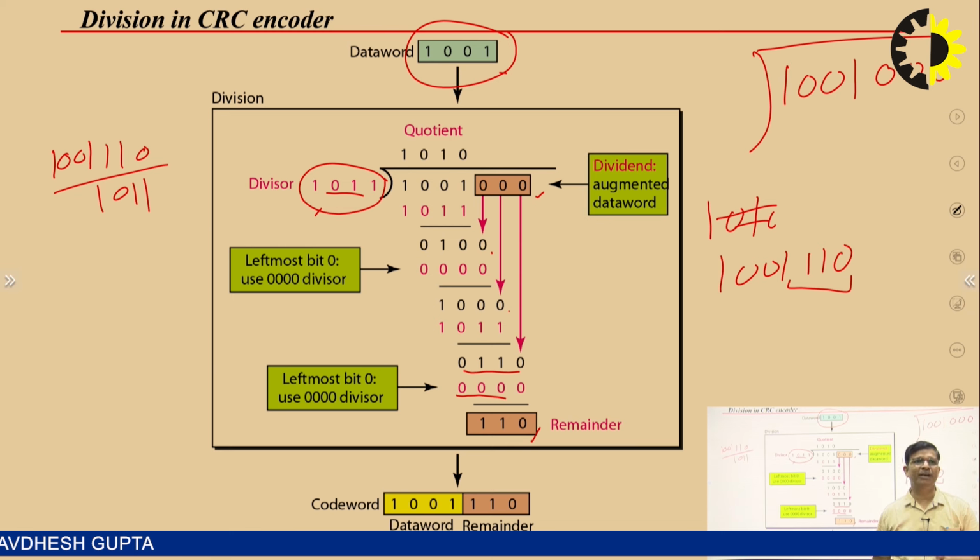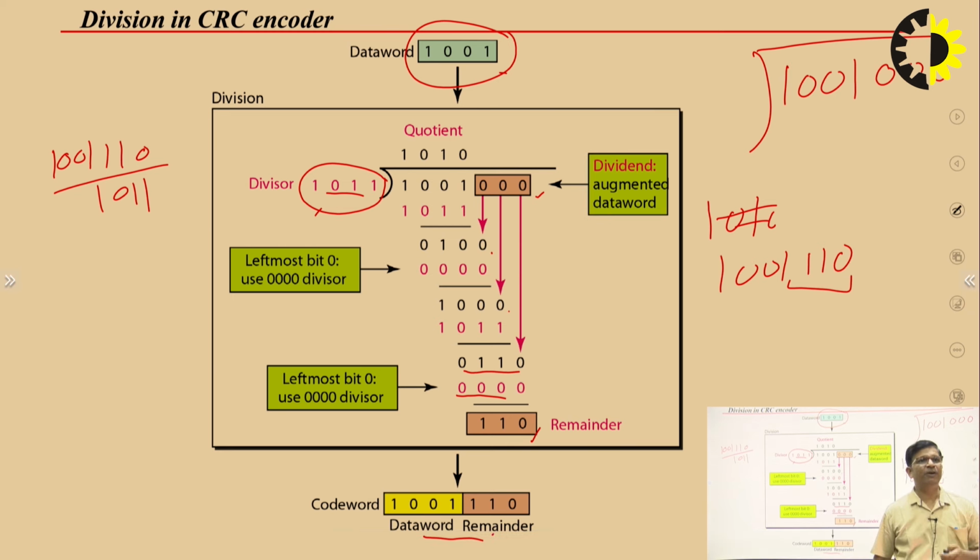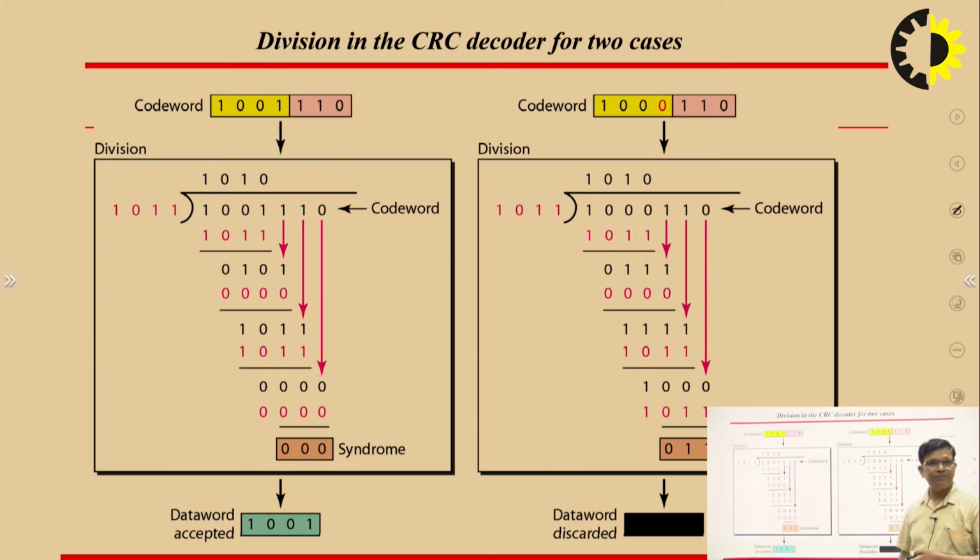If there is only a single bit error, we can correct it very easily. If there is a burst error, we have to ask the sender to retransmit the data again. So this is how we divide in the CRC method. So this is the case. 110 we put and find 000. It means there is no error.